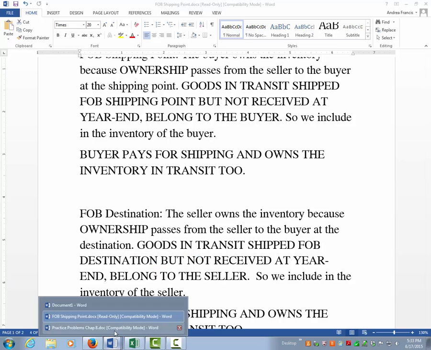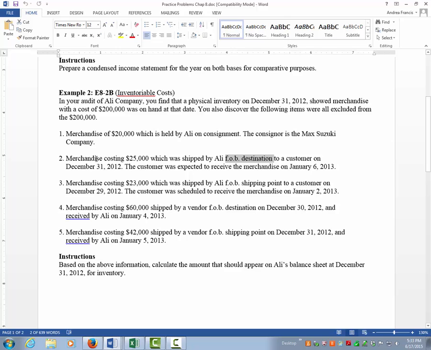So this inventory belongs to the seller. So let's go back. Merchandise costing 25,000 which was shipped by Ali. Because it was shipped by Ali to a customer, Ali is the seller. FOB destination, the seller owns the goods in transit, which means that Ali actually owns these goods at December 31st, 2012. But remember, these goods were excluded from the 200,000.